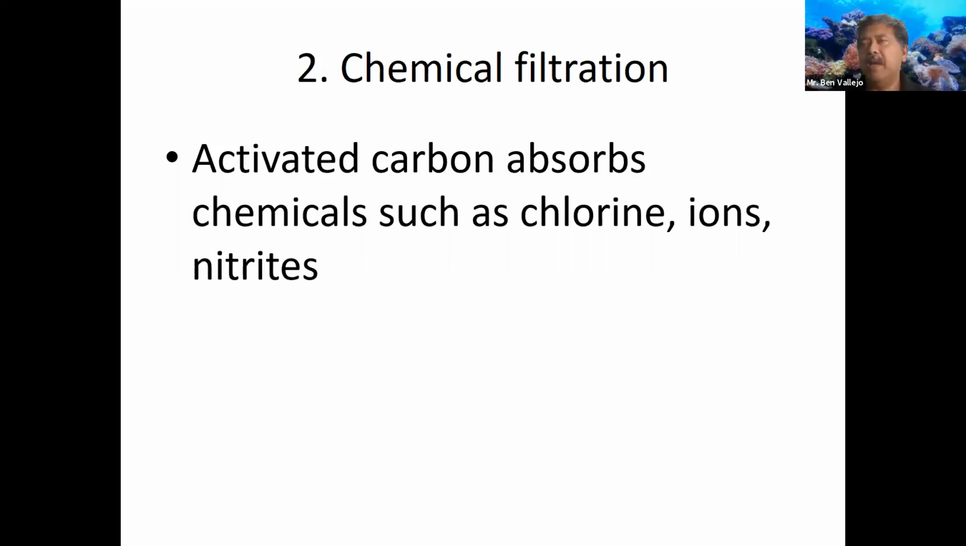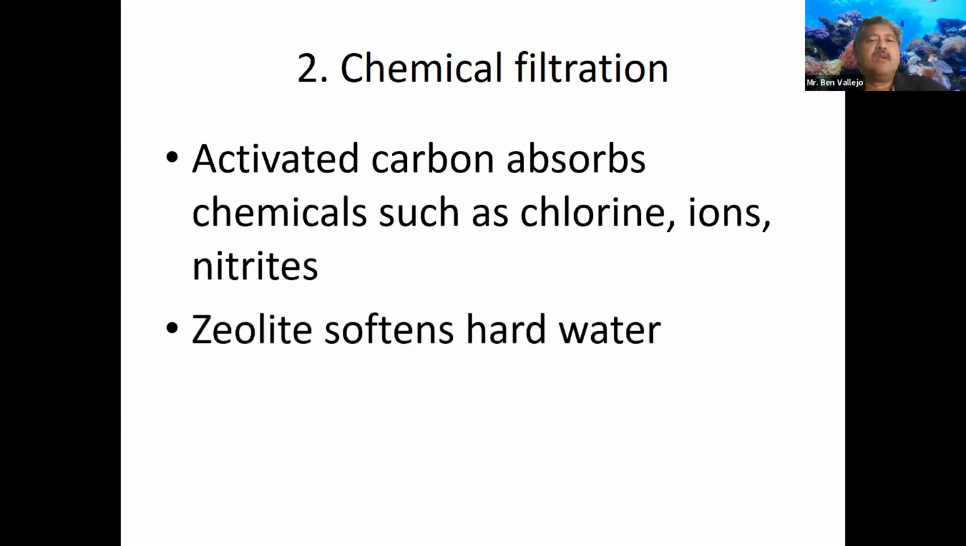Sometimes it makes it bigger so that it sticks in a filter. It's called flocking, F-L-O-C. In fact, in water treatment, when you're trying to clean up the water good enough for people to drink, that's a process that's used. We add chemicals to the water, and then the filter is able to catch that particle because now it's big enough and it gets stuck in a filter.